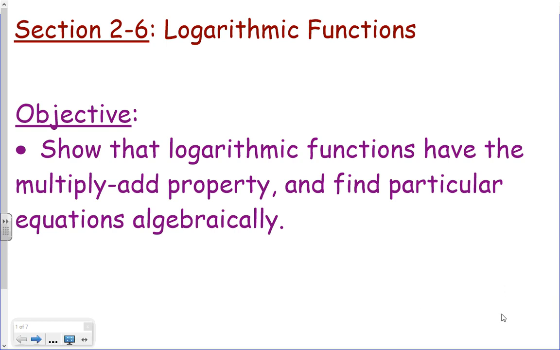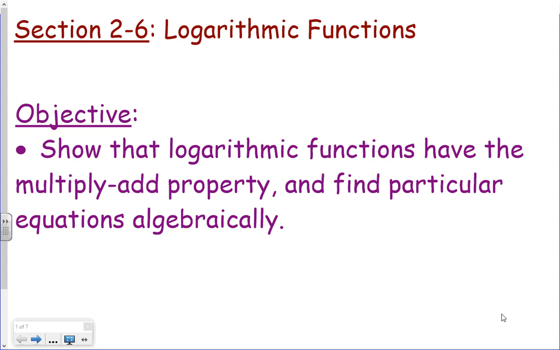All right, open up your book to section 2-6. Section 2-6 starts on page 102 in your book. And the title of this section is Logarithmic Functions. The objective is to show that logarithmic functions have the multiply-add property and be able to find particular equations algebraically.